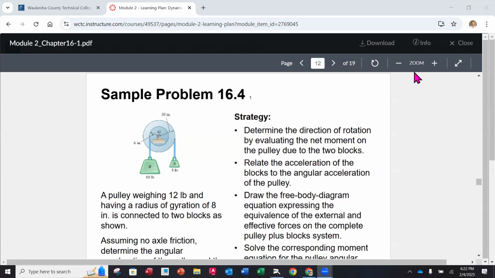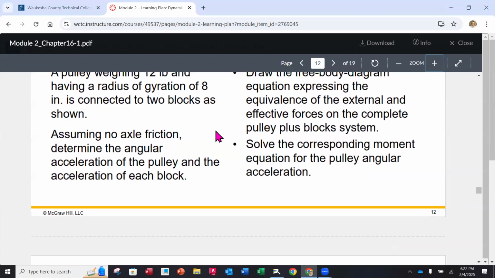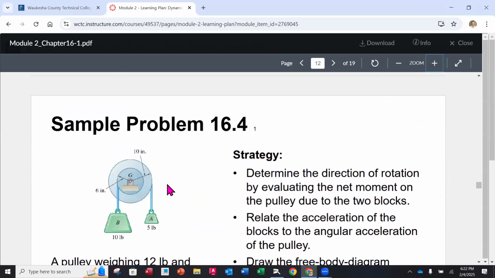Now, in this case, you're going to notice that this is a pulley. So I'm going to zoom in here a little bit. And all we get is a front view here. But if you can imagine, because there are two weights being hung from this, the smaller portion has to be out of the screen towards us so that we can wrap the string around here for weight B.